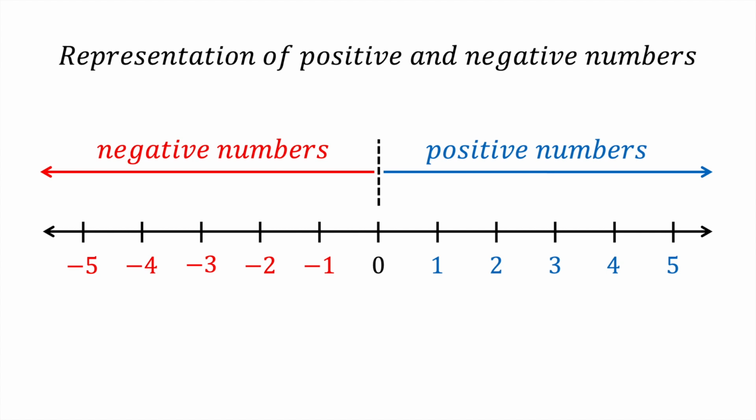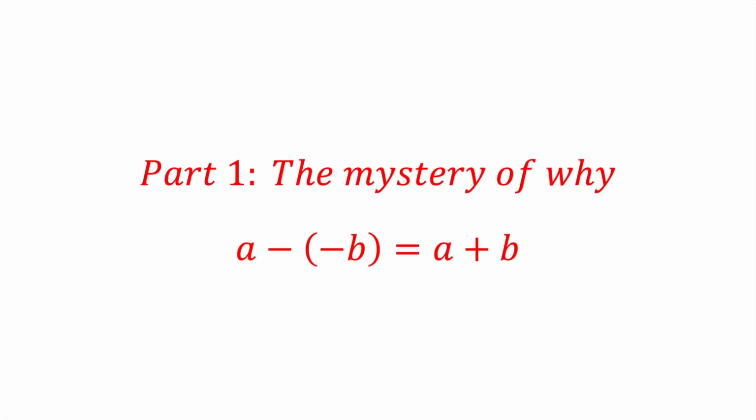Thank you, Mr. Cater. Part 1. The mystery of why a minus negative b equals a plus b. First, we will show algebraically that a minus negative b equals a plus b, and then complement this algebra with examples using counters and the number line. Don't worry, the algebra will be simple.